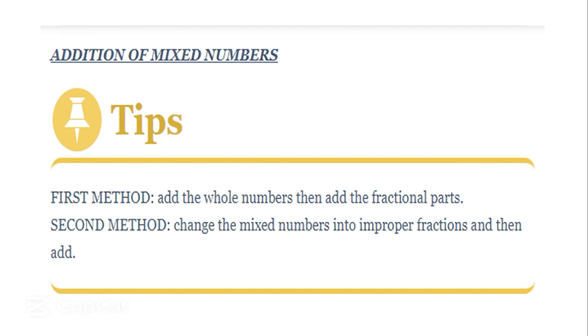How about if we need to add mixed numbers, or subtract mixed numbers? There are two methods. The first method is to add the whole numbers, then add the fractional parts. The second method is to change the mixed numbers into improper fractions before adding. Okay, so any method can be used.